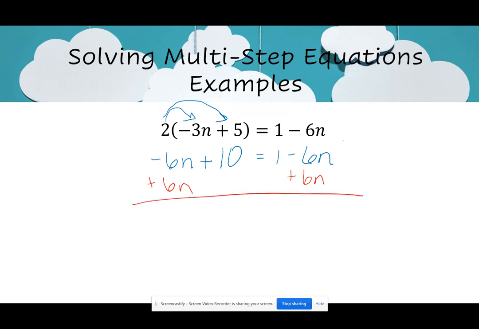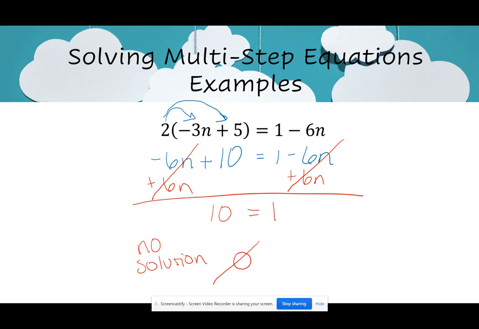Over here, negative 6n plus 6n is 0. But wait, on the left side too, negative 6n plus 6n is 0. So they both just cancel out, and we're left with 10 equals 1. 10 never equals 1. So this is where we get no solution. Or you can write it as a 0 with a slash through it. That means no solution.